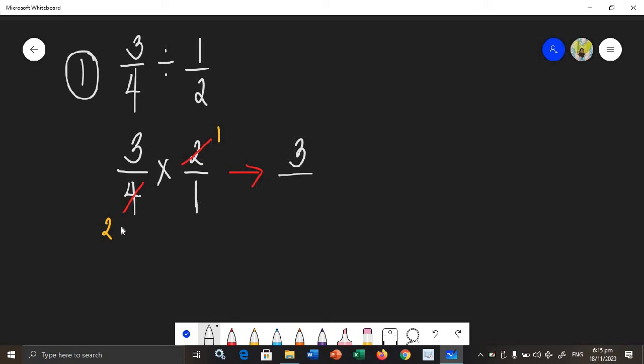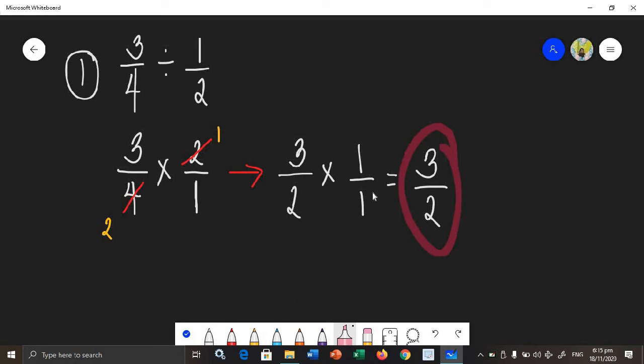So, we have 3 over 2 times 1 over 1. And then, multiply the remaining numbers, or multiply the numerators and the denominators. So, we have 3 times 1, that is 3, over 2 times 1, that is 2. Therefore, this will be now your product.